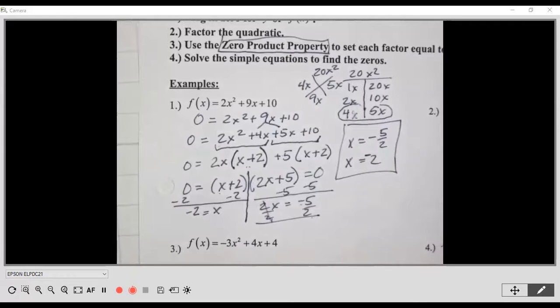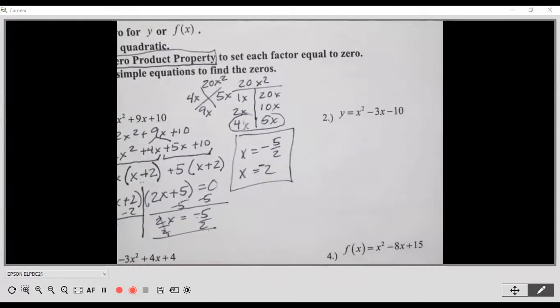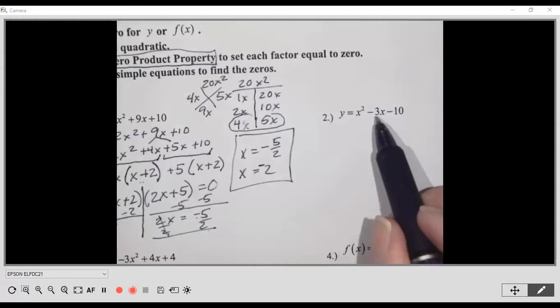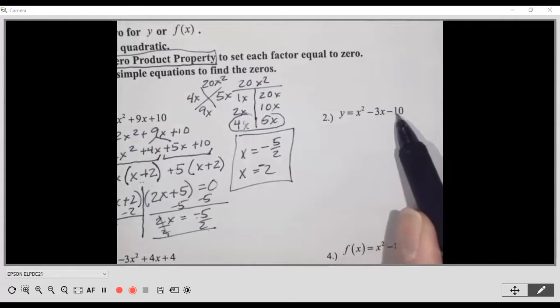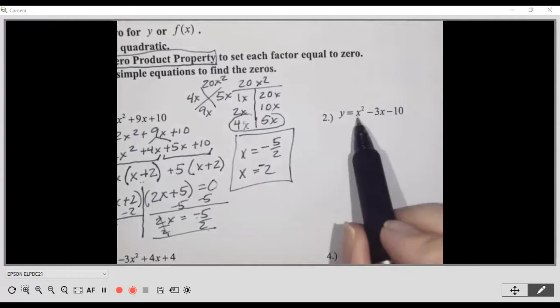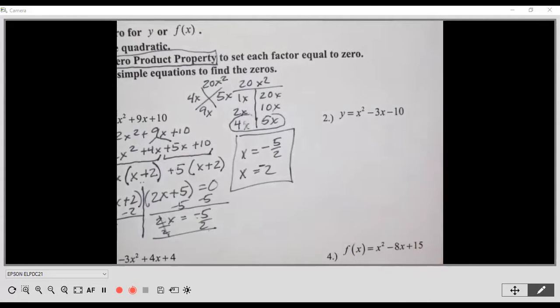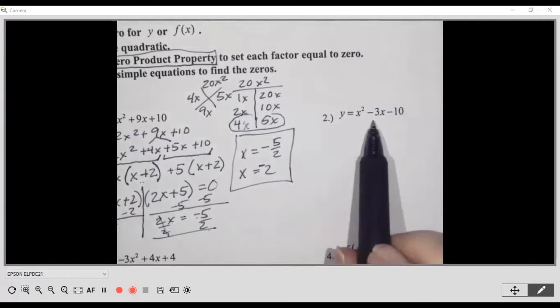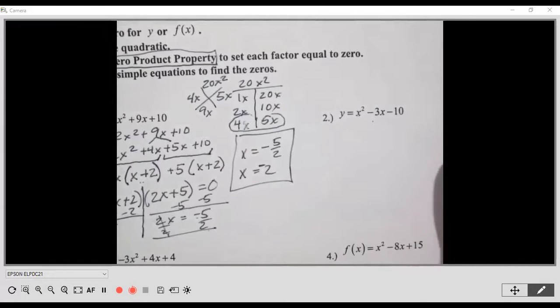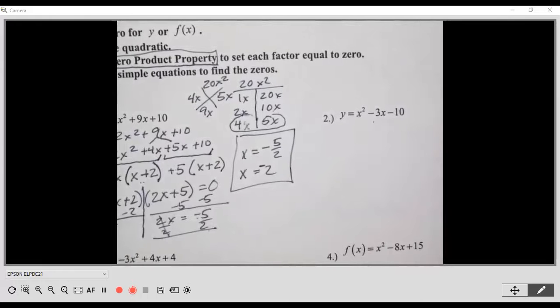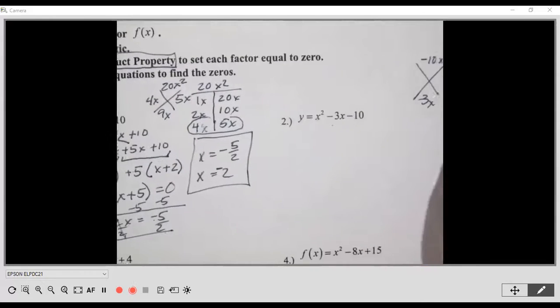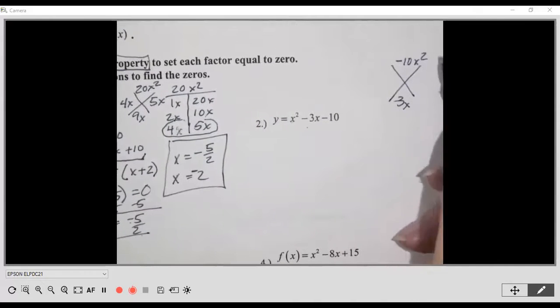Okay, moving on to number 2. Y equals x squared minus 3x minus 10. So we'll multiply the a and c terms. This will give us -10x squared. We'll put the b term in the bottom of the x, -3x. And then we'll look at our factors of negative 10x squared.